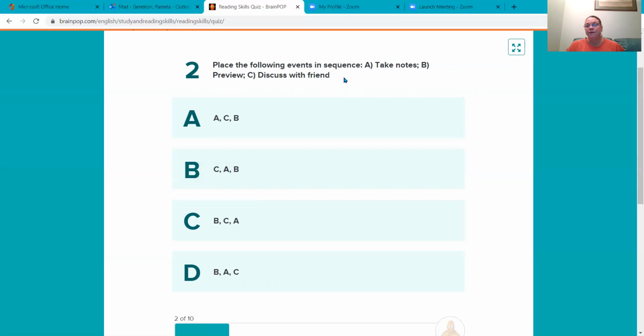Okay, you need to put these three things in sequence. A, taking notes. B, previewing or skimming the work. And C, discussing with a friend. What order would you do those in?